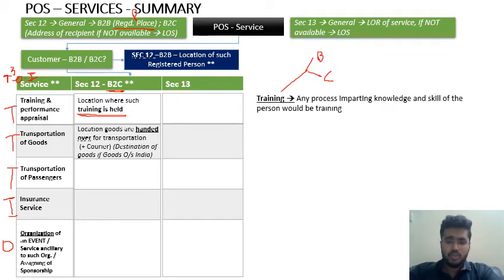Transportation of goods also, if you are dealing with a B2B customer, what is the place of supply, guys? The location where he is registered, right? So that is very clear. As we saw from the previous example, the same principle will apply.